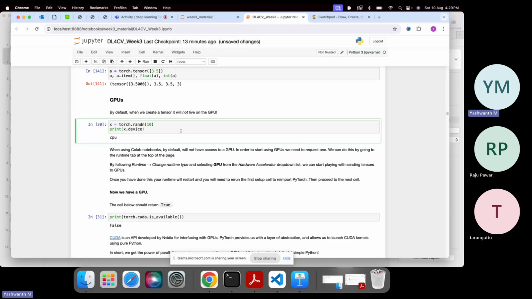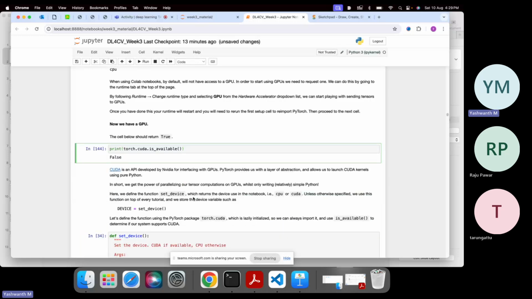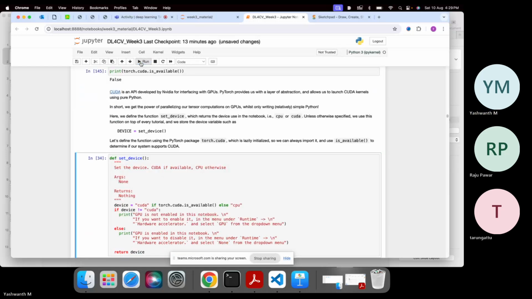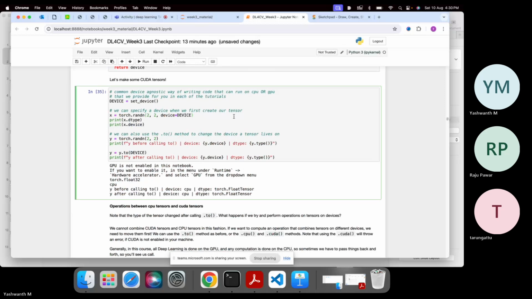Okay, so if a system has a GPU installed, then we can detect it using the torch API, torch.cuda.is_available. If it's there, it will automatically detect and return true. In my system, it's not there, so it is false. And this one you can set to device. So basically, you always have to write something like this. If a GPU is available, it takes the GPU, or else it takes the CPU. That's it.